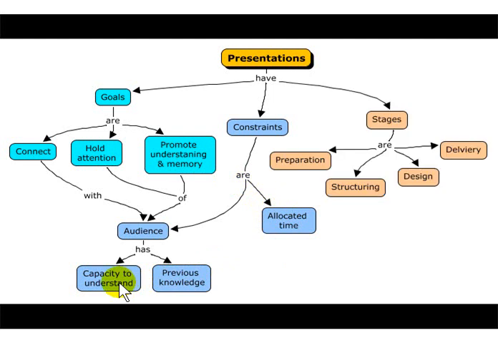Preparing a presentation has 4 distinct stages: preparation of the topic, structuring of the content, design of the presentation, and finally delivery.